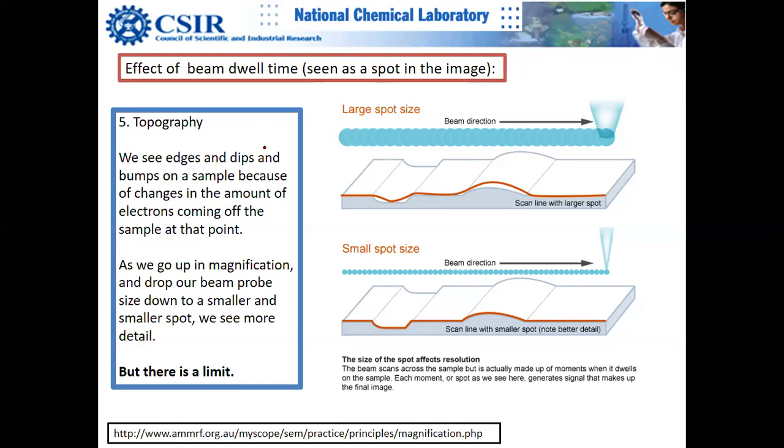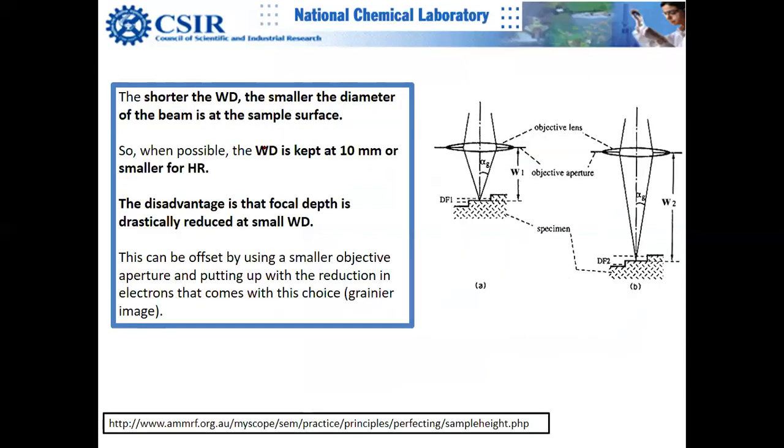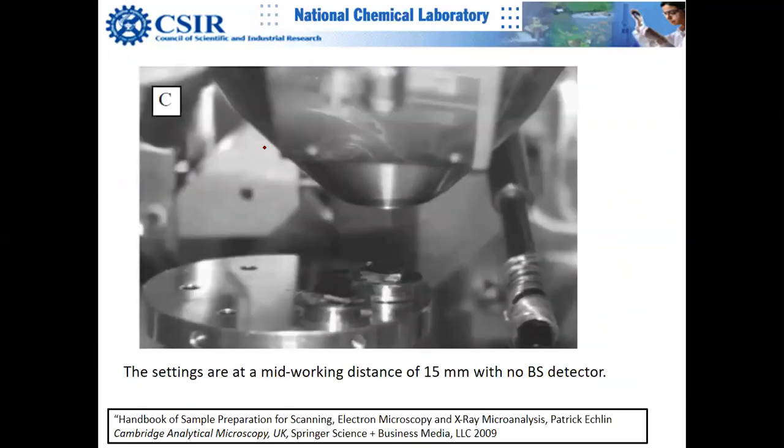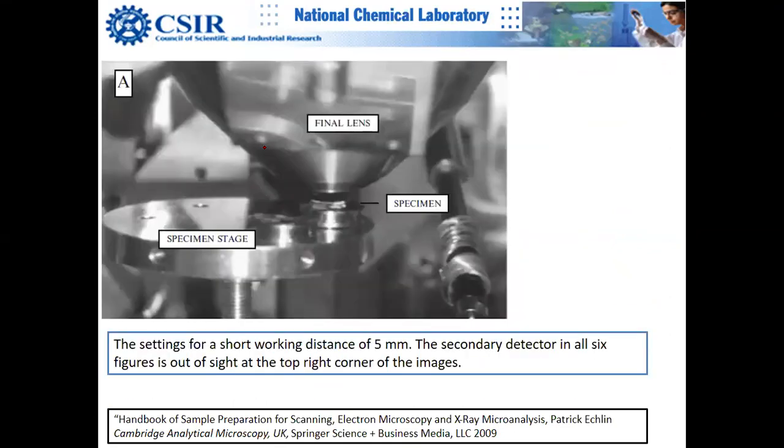To answer your question, see, you can rotate it actually. Your sample is somewhere placed here. This is the specimen stage. So you can rotate it, you can tilt it, and you can tilt it whatever way you want. So you can take multiple images from various angles. There you get an idea about the topography, right?